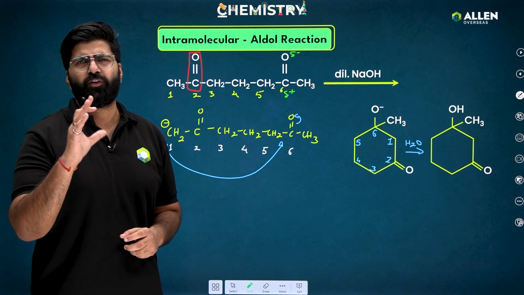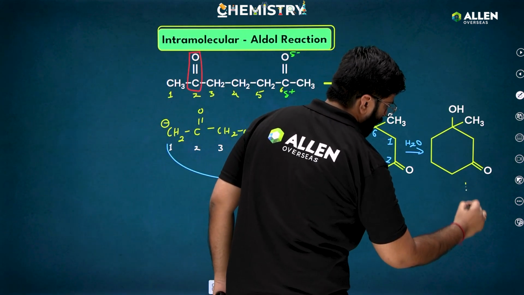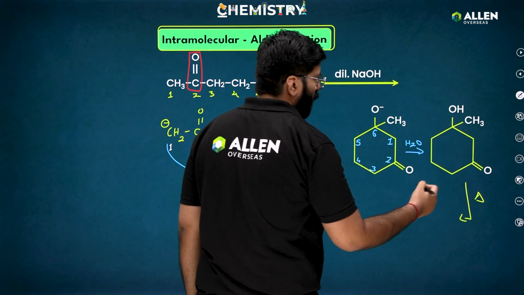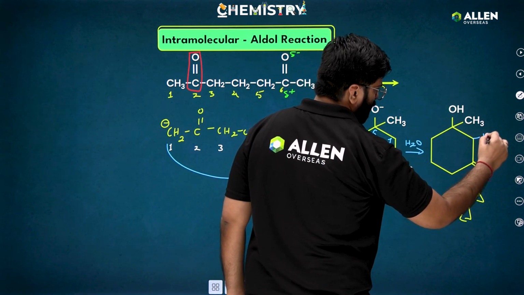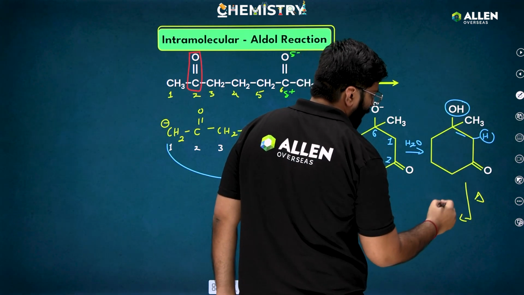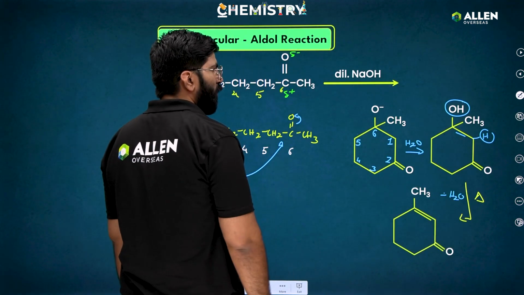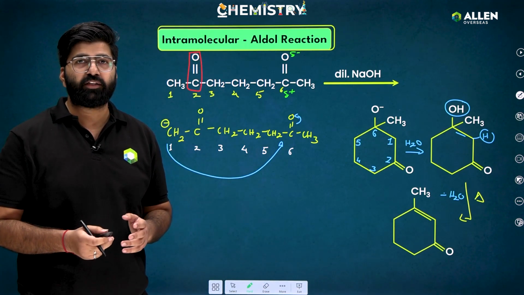In the condensation part, we just have to provide heat. So if I provide some heat, what is going to happen over here? Water is going to be released. How? There will be one hydrogen over here. This OH and this hydrogen are going to be released, and in short, H2O is going to be released. And this is the product which is going to be formed. So like this, we can easily write the products if they ask us.